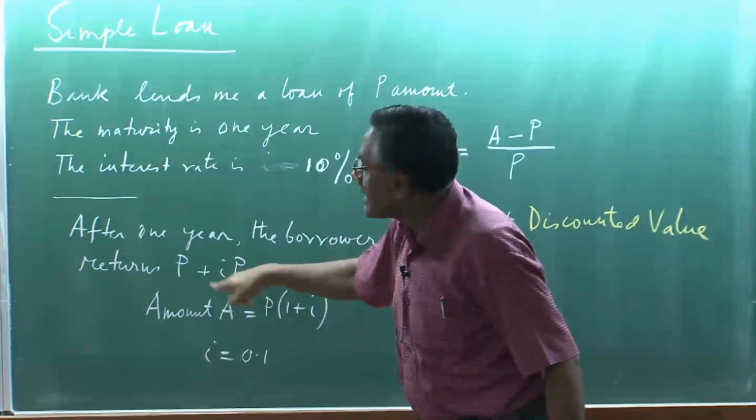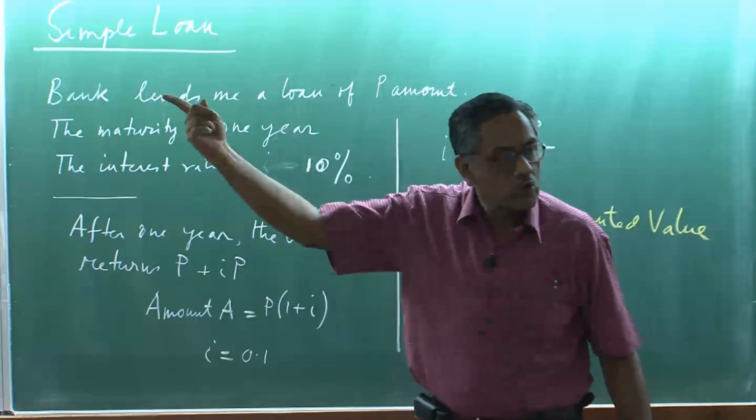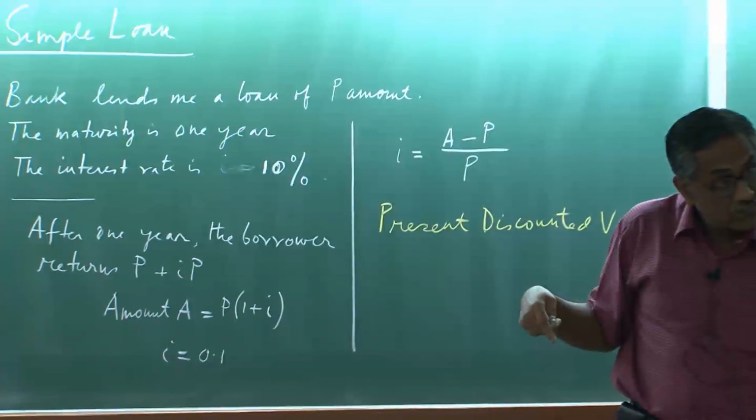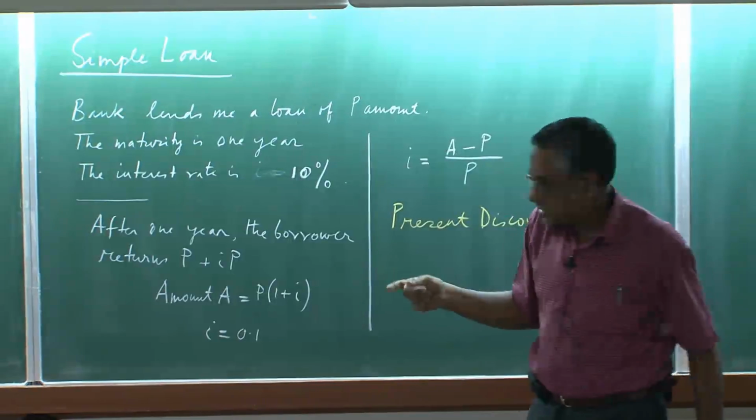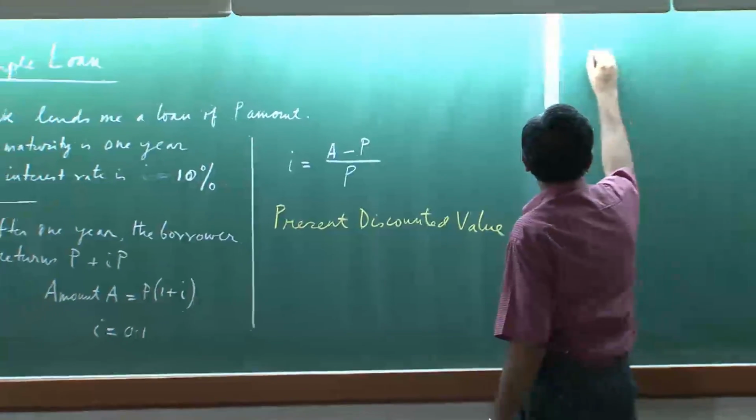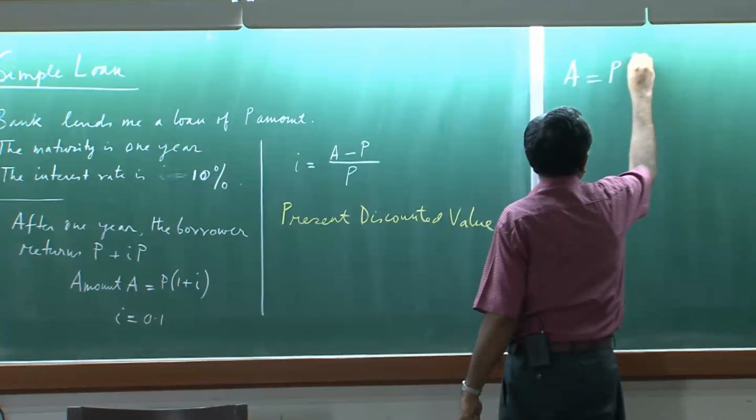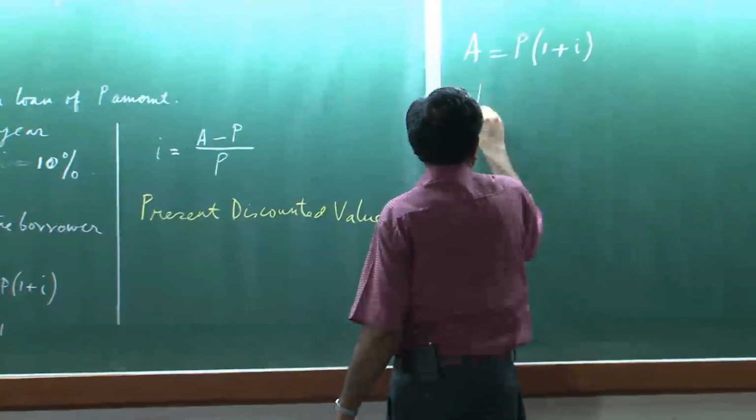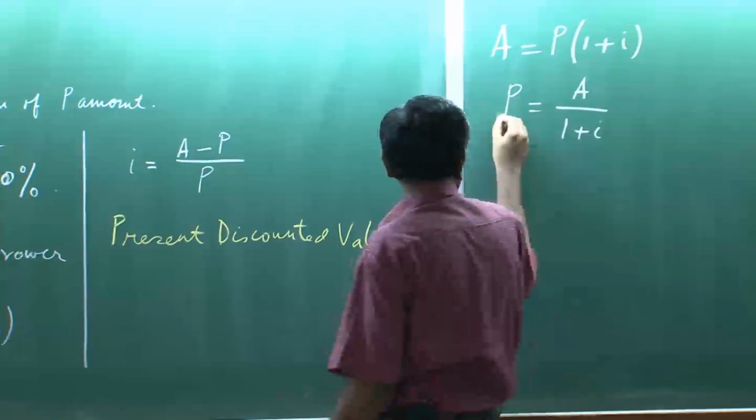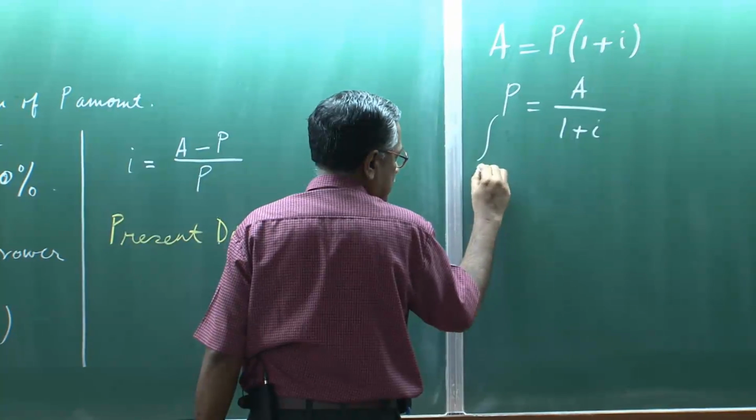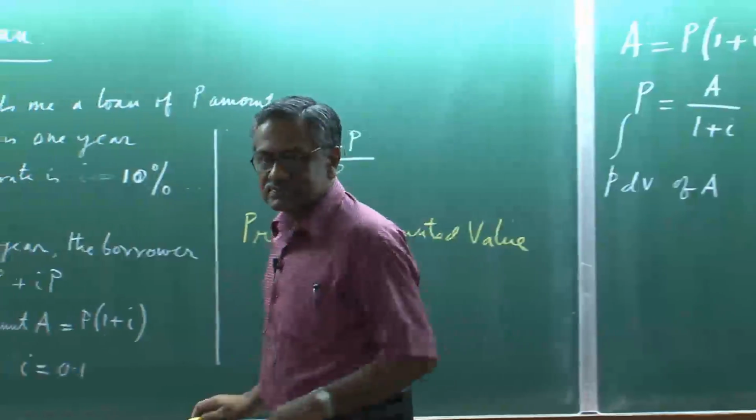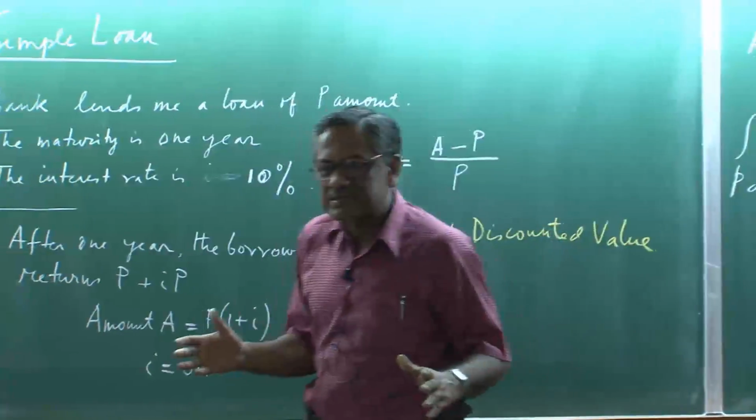So, the difference between A and P essentially, A is coming tomorrow, but the present discounted value of A is P, all right, because then the interest rate is no longer there. So, according to this formula, what will be the value of P? If A is equal to P into 1 plus I, then P is equal to A divided by 1 plus I. This P is nothing but the present discounted value of A. The simple interest formula I am using to explain this present discounted value.